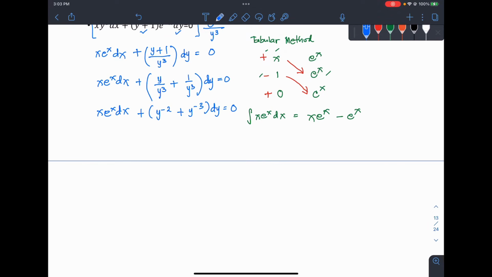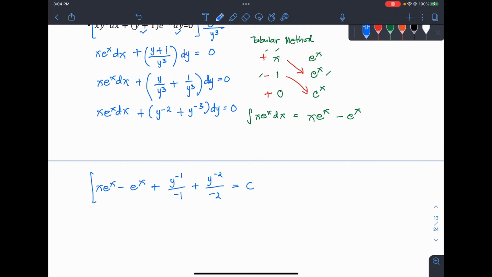So the integral of x e^x dx, using the tabular method, is x e raised to x minus e raised to x. And then for y raised to negative 2, we use the power rule: the integral of y raised to negative 2 dy is y raised to negative 2 plus 1, which is negative 1, over negative 1. Then plus y raised to negative 3 plus 1, that would be negative 2, all over negative 2, is equal to C.